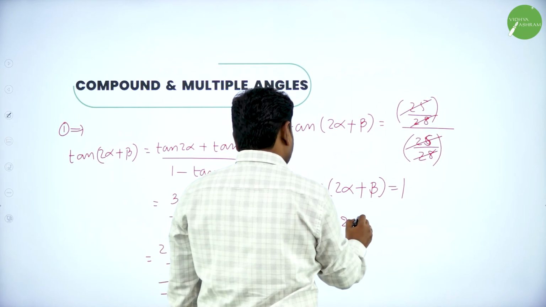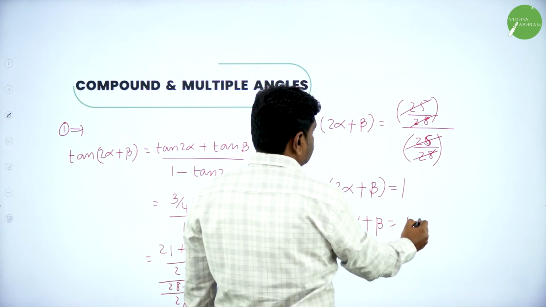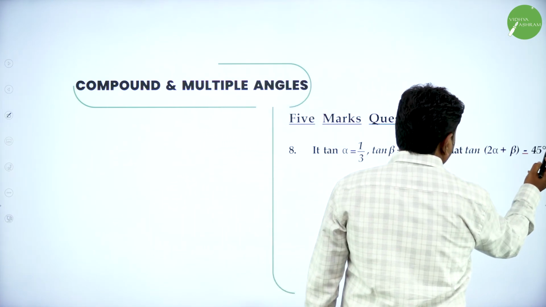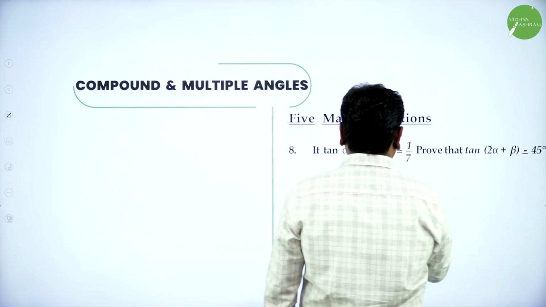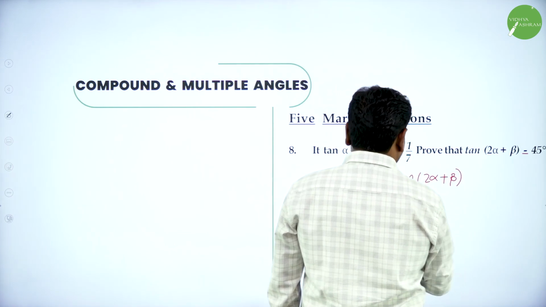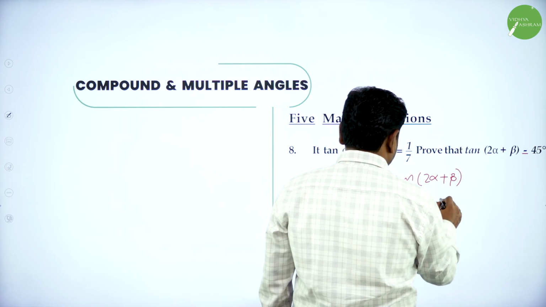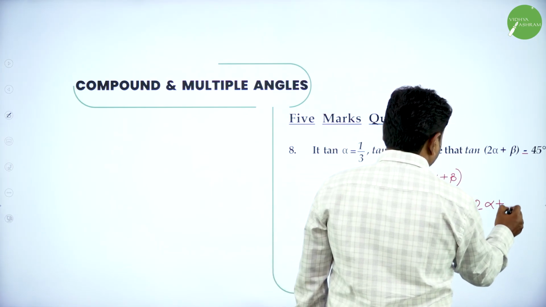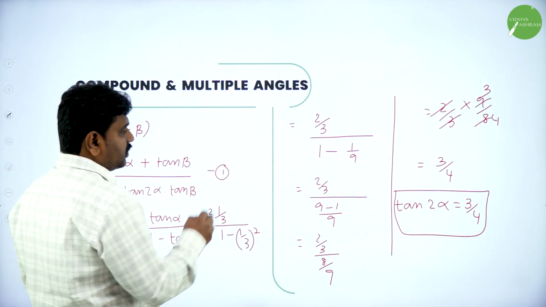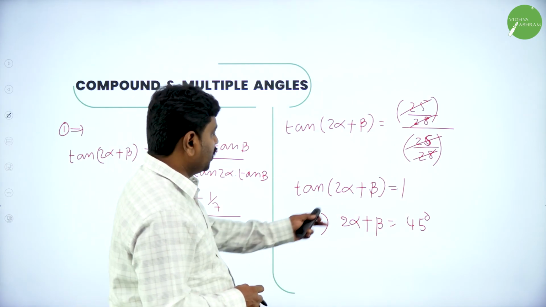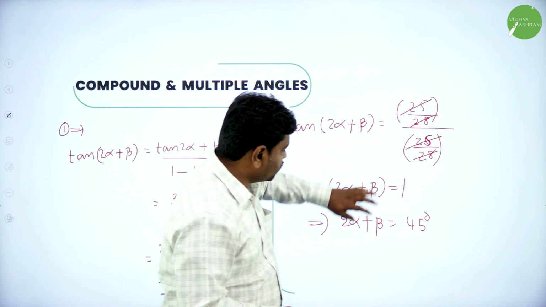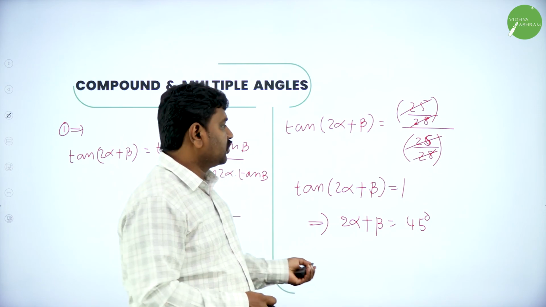That implies 2 alpha plus beta. In the tan table, where you will get 1, it has to be 45 degrees. So what is the question here? See, the question is to prove, or they'll say find, tan of 2 alpha plus beta and prove that 2 alpha plus beta is 45 degrees. So tan of 2 alpha plus beta, if you find it, gives you what? 1. So what is 1 in the table? In the tan table, tan 45 is 1. So 2 alpha plus beta has to be what? 45. Hence the proof. That is how we need to solve this.